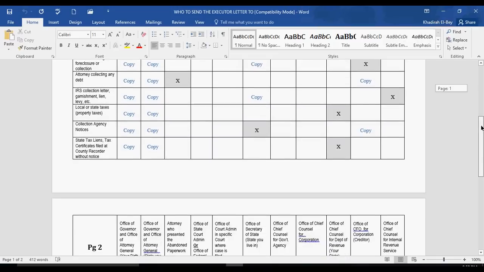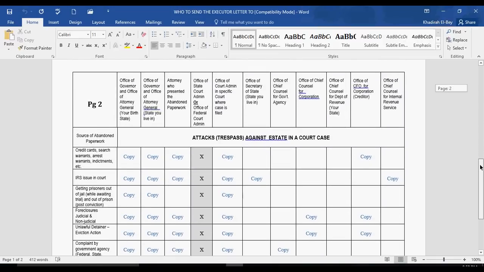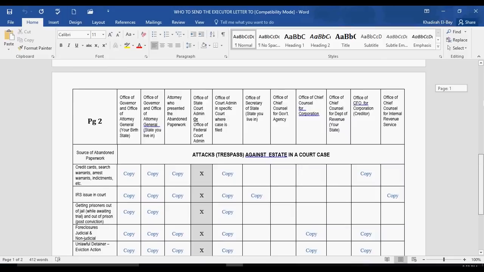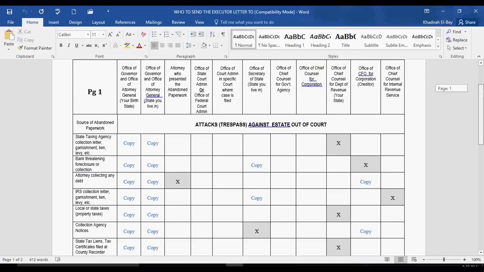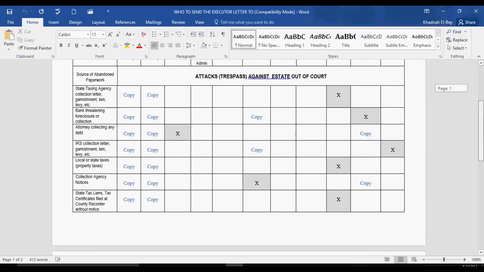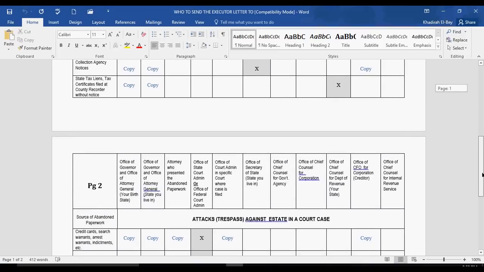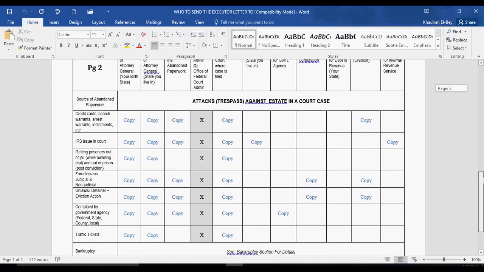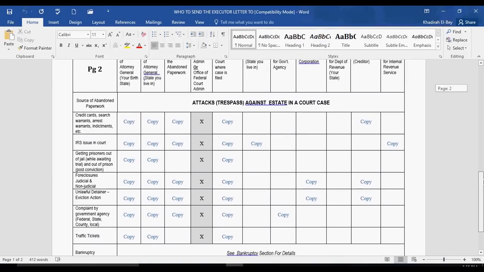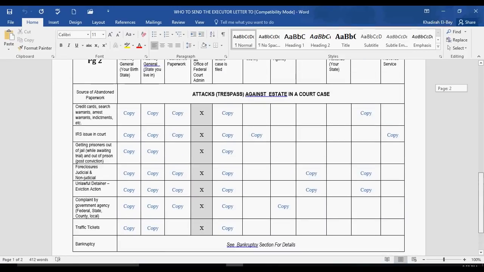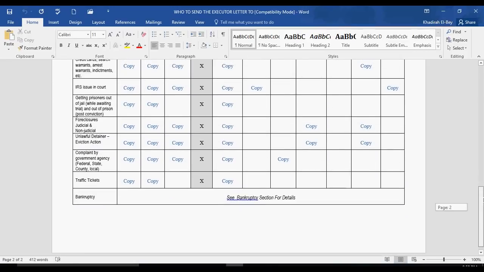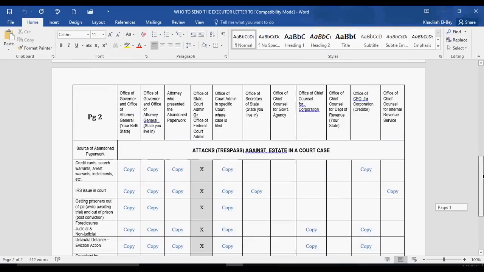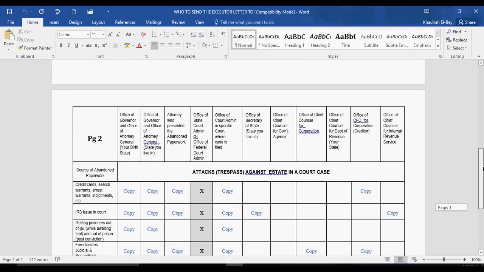Foreclosures, judicial and non-judicial. You have the Office of Governor, the Attorney General, birth state, state you live in, attorney who abandoned the paperwork, Office of State Court Administration and/or Office of Federal Court, Office of the Court Administration of the specific court with the case file. Unlawful detainer, eviction action. These are the exact same places that we just named for that also.